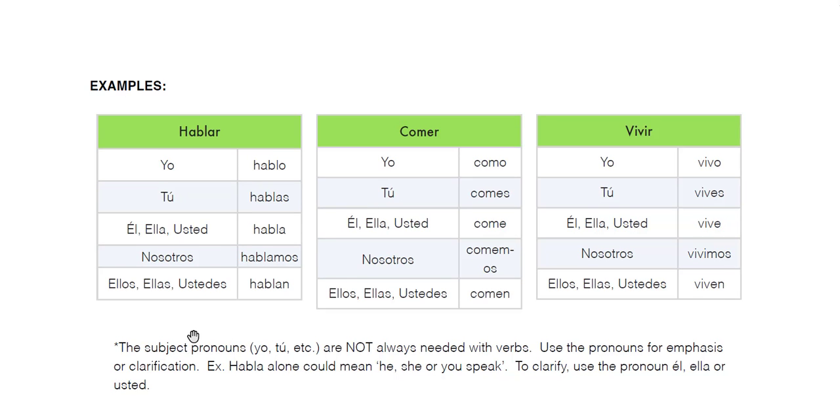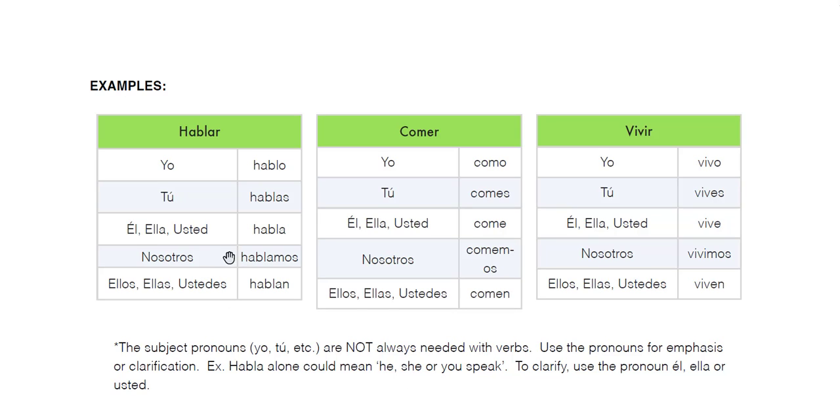So there we go. The subject pronouns, yo, tú, etc., are not always needed with verbs. Let me repeat that, it's super important. The subject pronouns, that's yo, tú, él, ella, usted, etc., are not always needed with verbs. Use the pronouns for emphasis or clarification. For example, habla alone could mean he, she, or you speak.